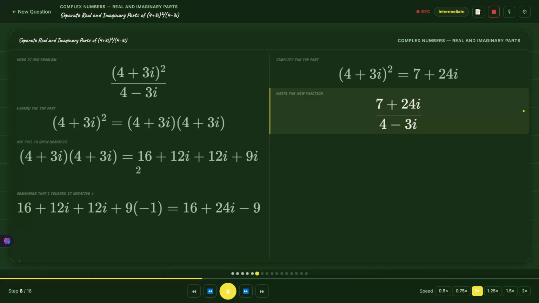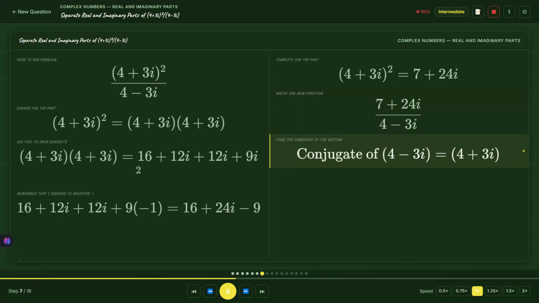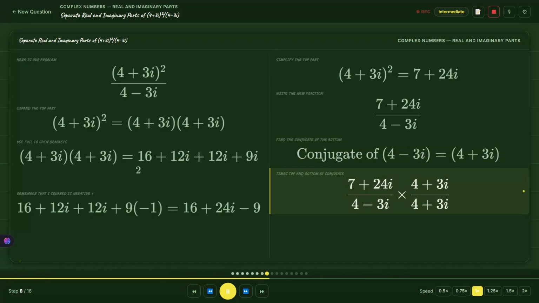Now our problem looks much simpler. We have 7 plus 24i on top, and 4 take away 3i on the bottom. To get rid of the i on the bottom, we use a special helper called the conjugate. We just flip the sign in the middle. So 4 take away 3i becomes 4 plus 3i. Now we times the top and the bottom by this conjugate. This is fair because we are really just timesing by 1, so the value doesn't change.